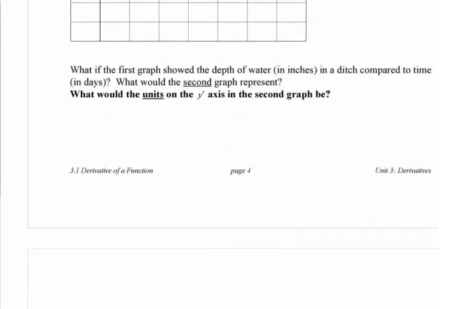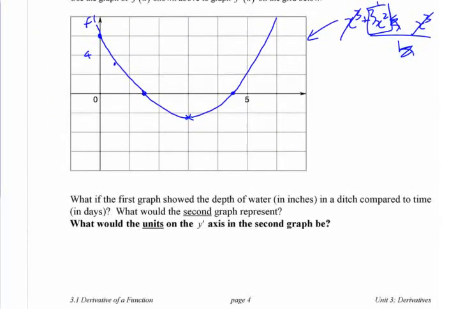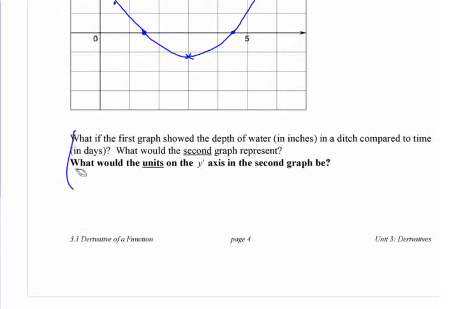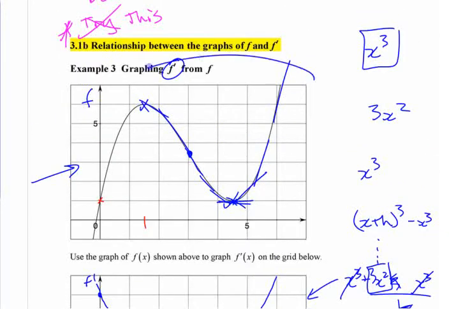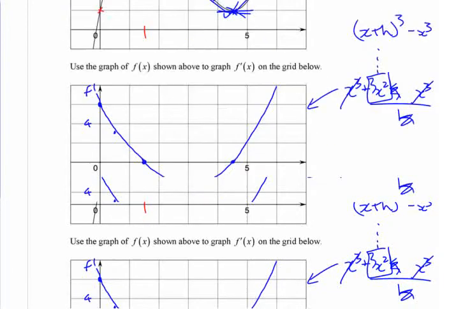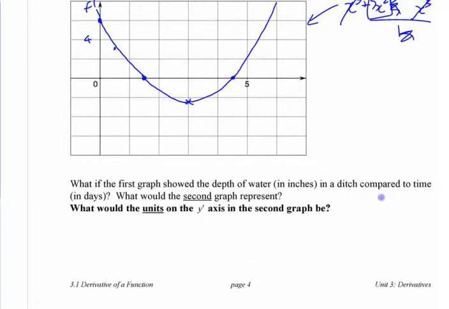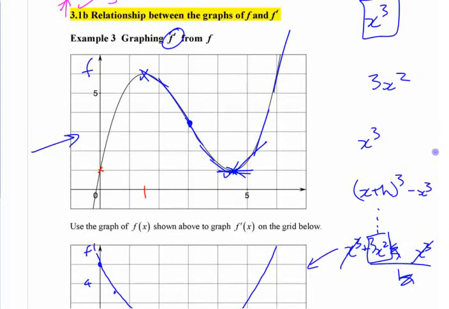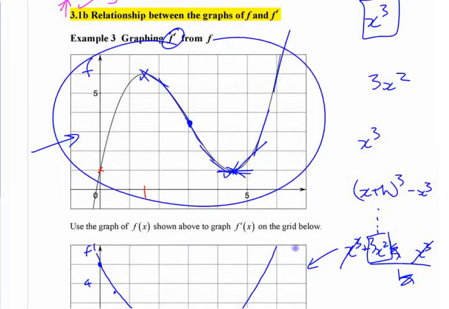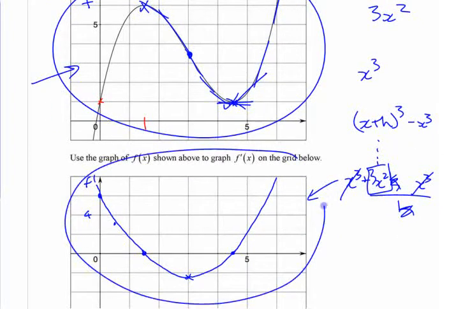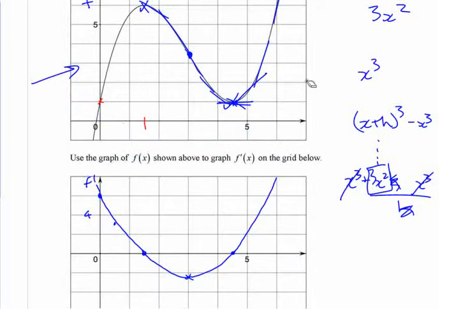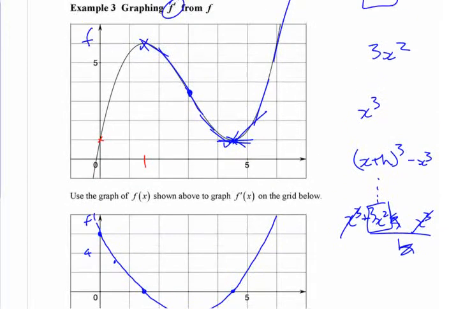Did you try and do the other graph here? Well, actually, I put this question in here so you can think about what this is. If this was the depth of the water in some ditch or something like that, the depth of the water in one of the ditches at the side of the road, the water level is going up or down. If this is the water level, this is the rate of change of the water level. All right? Just like if you have position, its derivative is velocity, right? The rate of change of position.